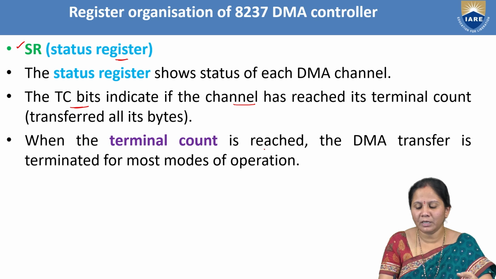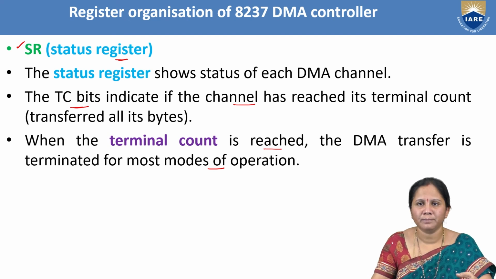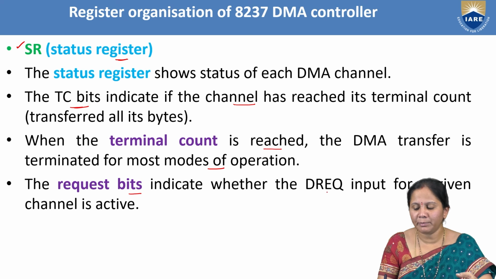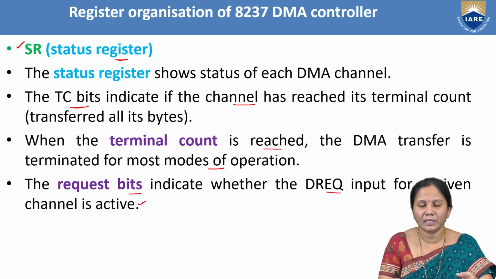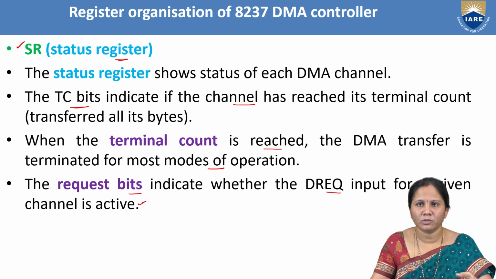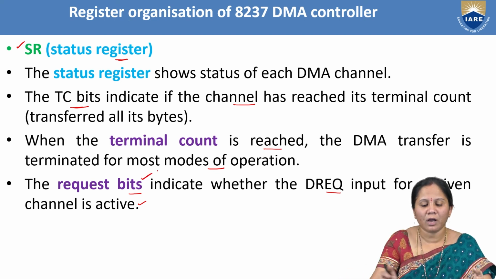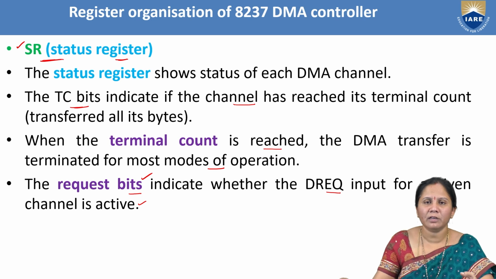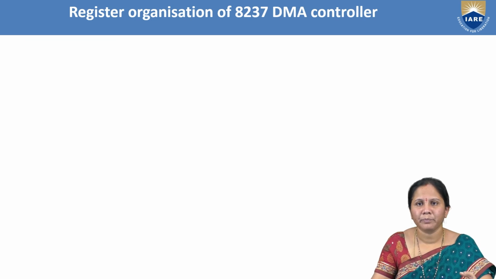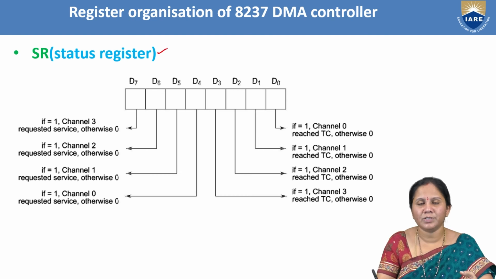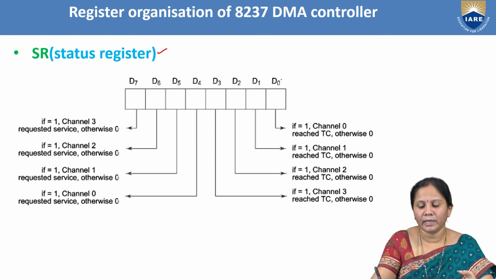Now, when the terminal count is reached, the DMA controller is terminated for most modes of operation. The request bits indicate whether the DMA request input for the given channel is active or not. Here we can see all the bits that are available in the status register format. It is an 8-bit register.